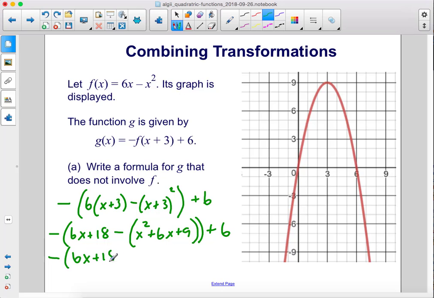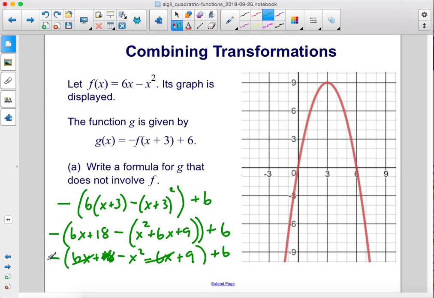6x plus 18 minus x squared minus 6x minus 9 plus 6. All right, so we're going to combine some like terms. So instead of having 18 and negative 9, let's just make that positive 9. Just do that there. We also have 6x minus 6x, so these are going to cancel.